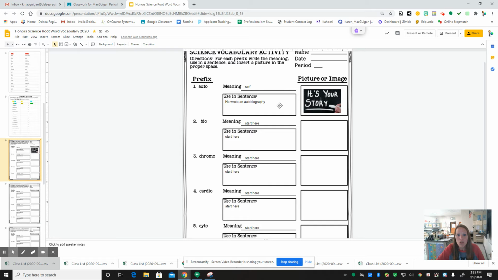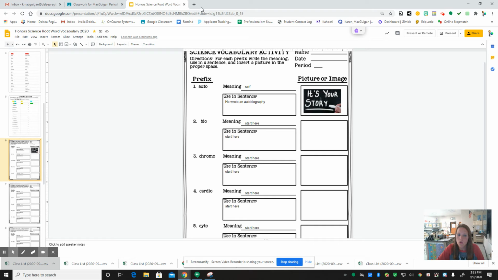Okay, now what we're going to talk about is going to be Tuesday's assignment. Tuesday's assignment, learning what we learned yesterday with your prefixes and your suffixes. You're going to actually learn the meaning. This is an example. Meaning of auto means self. You're going to use a word that has that prefix of auto in a sentence. So, he wrote an autobiography. And then you add a picture or an image.